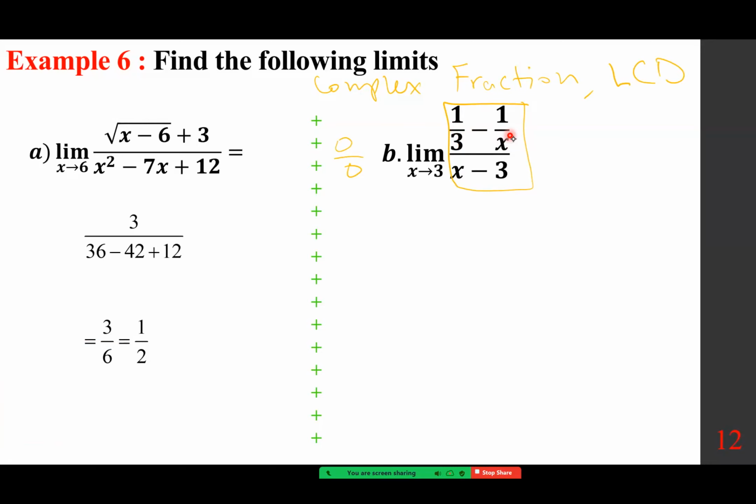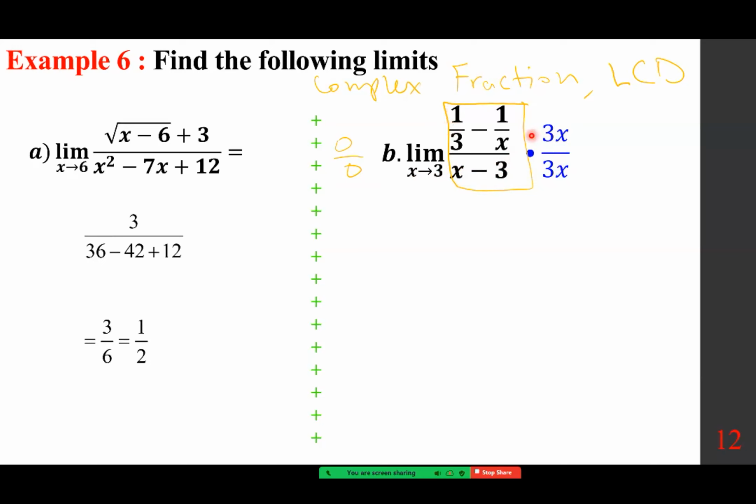3 times x is the LCD. So we're going to multiply the top as well as the bottom by that, because this is equal to 1 and this is acceptable. Now, before we move on, again, remember x is approaching 3 and we have a 0 in the denominator. So the problem is x minus 3. You never ever distribute. You just put them in the form of a product. That's for the bottom. The top, 3x times 1/3 is x.